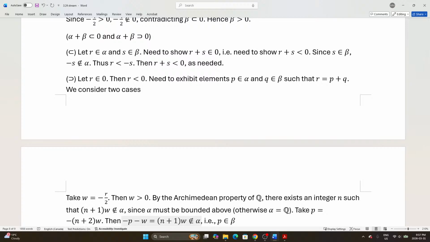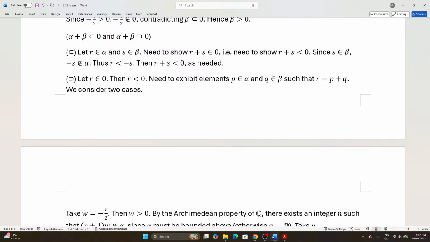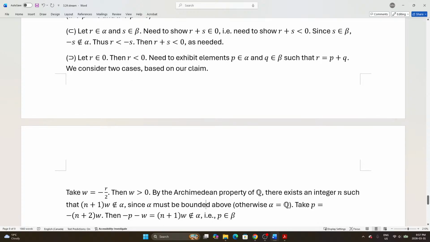So we consider two cases. Case one, based on our claim. The first one says, hang on, the first one says when alpha is equal to beta, case one.